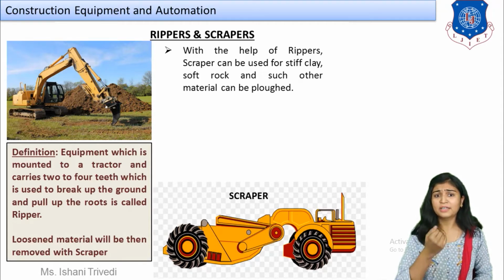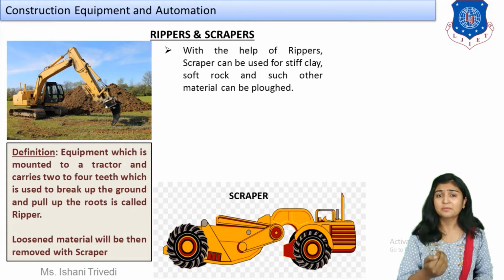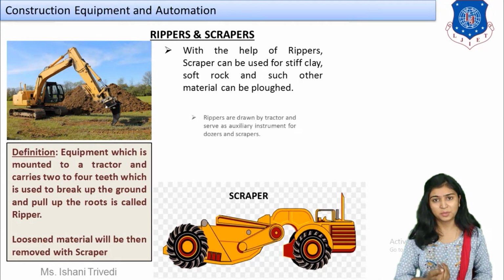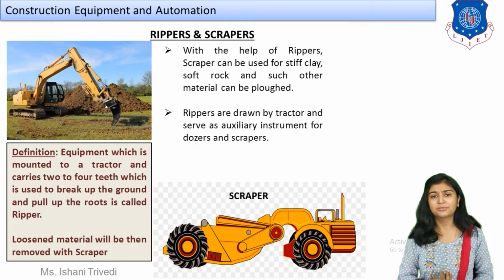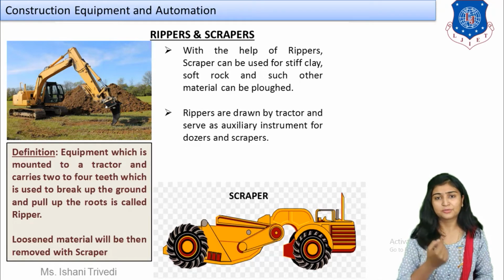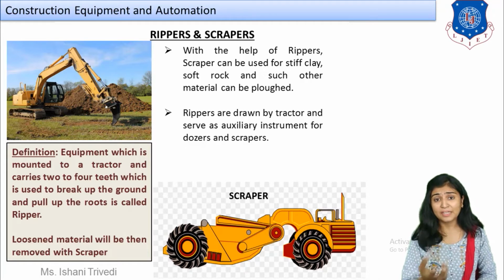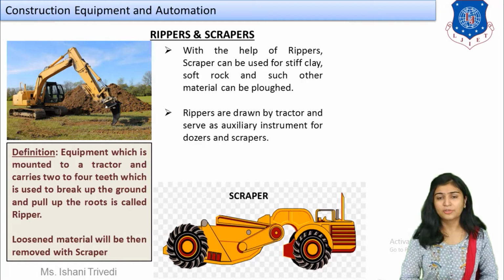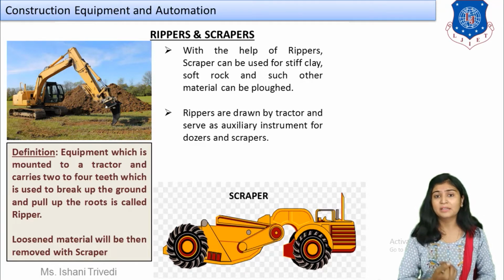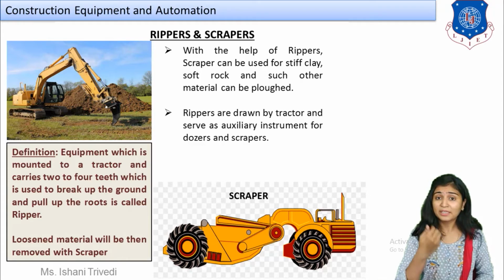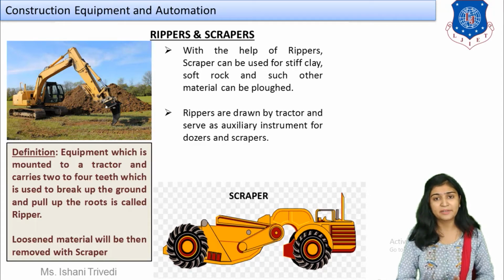So with the help of rippers, scrapers can be used for stiff clay, for soft rock and other such material. In general cases, you can use it for all types of soil. You can use it for stiff clay. You can use it for rocks as well. You can also use it at places where roots of plants have to be removed, where we are dealing with a large spread of roots of trees nearby. Sometimes it also happens that you have to completely uproot a tree when you are excavating or when you are building a structure.